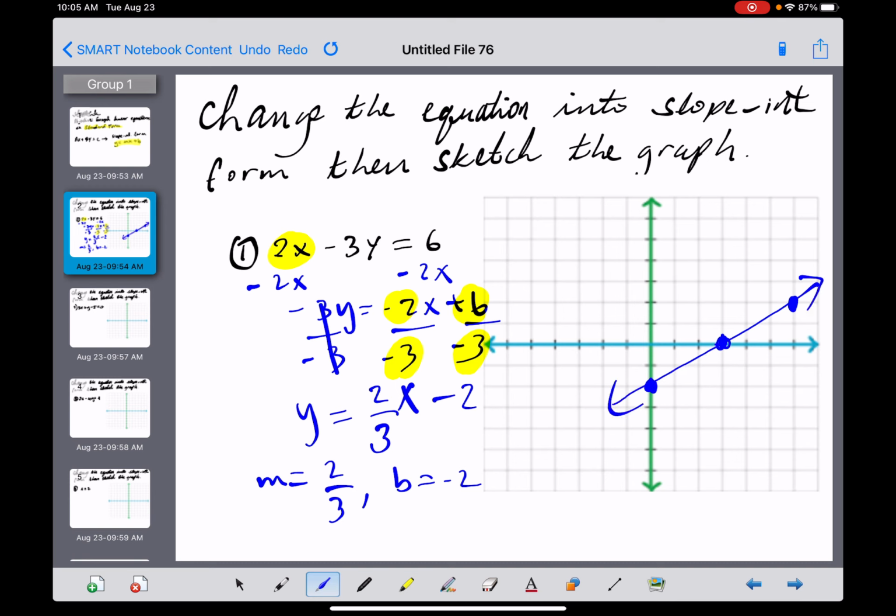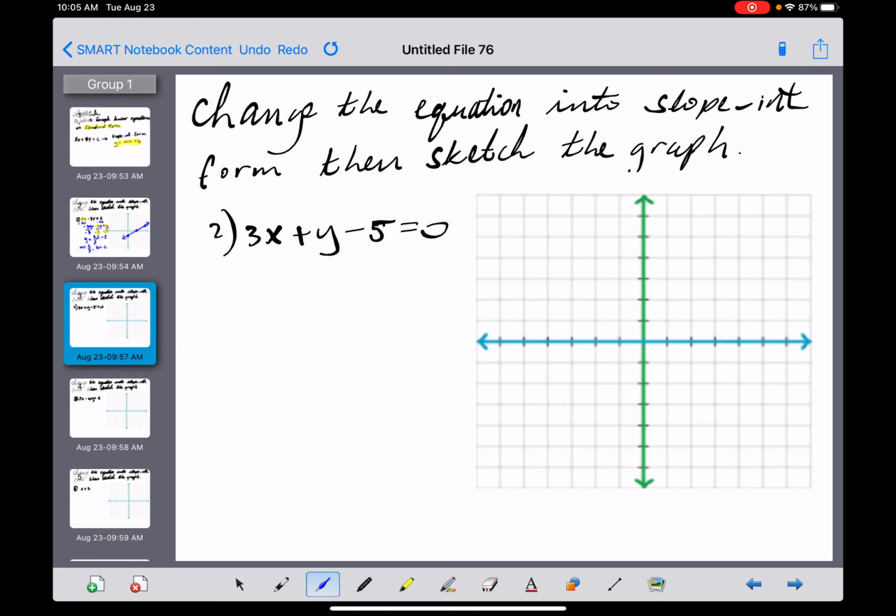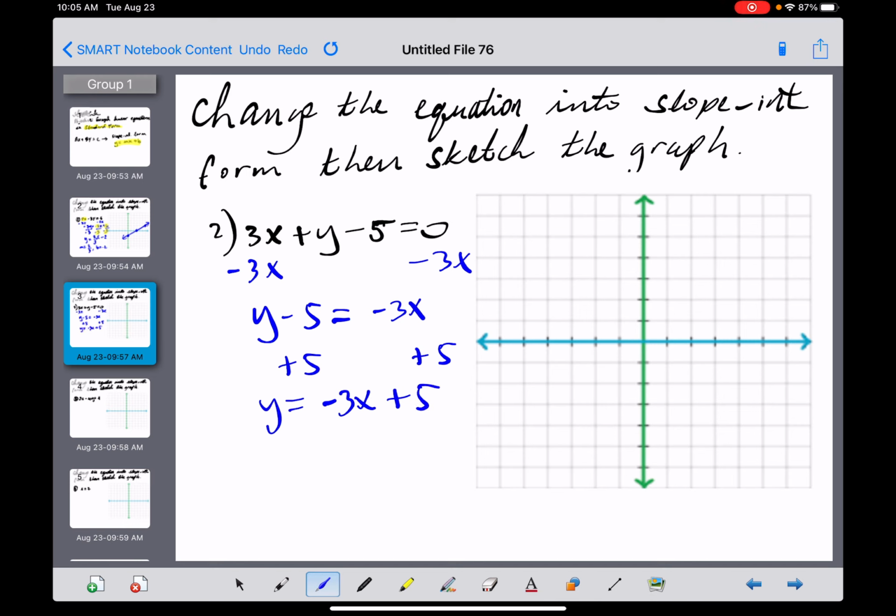Okay, let's move on to number two. Number two is not in standard form, so we can't graph it from here. So step one, convert it to slope-intercept form again. I'm going to move everything to the other side, so that way y equals something. We subtract 3x first. Then I get y minus 5 equal to negative 3x. And then I add 5. Then y is equal to negative 3x plus 5. So this is slope-intercept form, so that means m is negative 3 and b is 5.